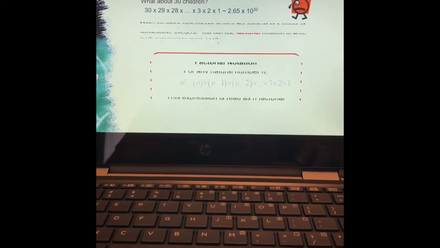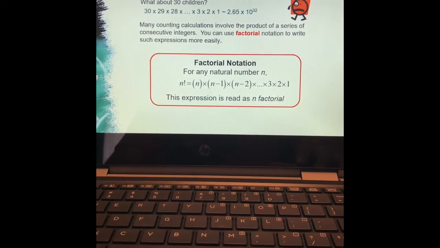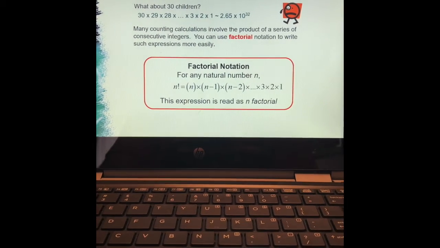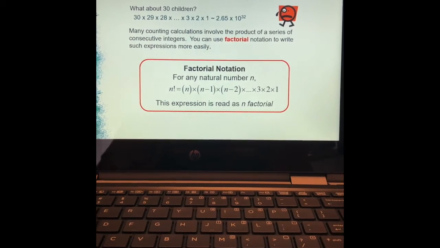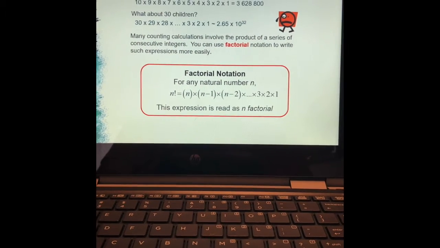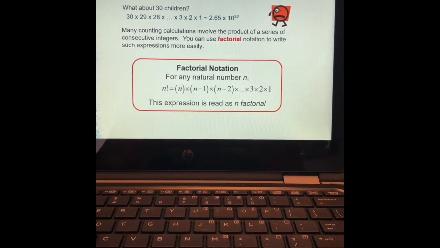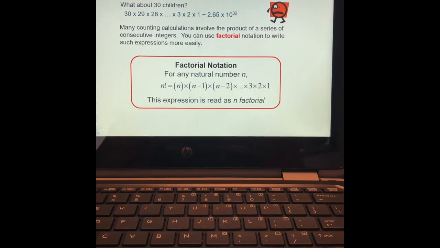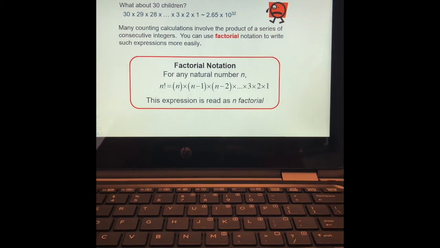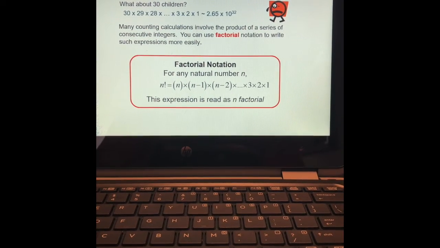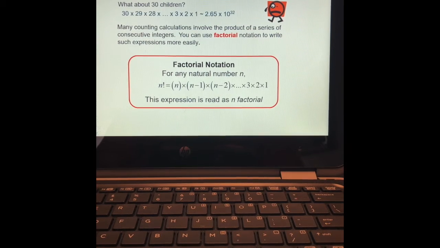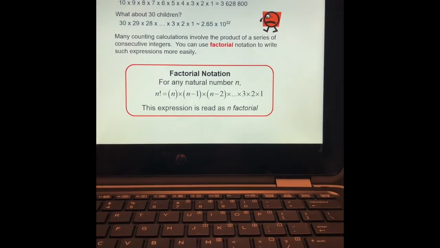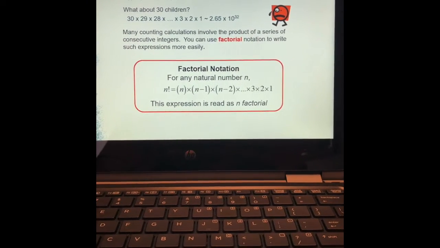So we have the shortcut, which is called factorial notation. And what the factorial key does, if you said, for example, 10 factorial, it would actually calculate 10 times 9 times 8 times 7 times 6 all the way down to 1. 10 factorial is going to be 3,628,800. If I did 30 factorial, it would give me an answer of 2.65 times 10 to the power of 32. So the factorial key is going to make all this computing very quick.